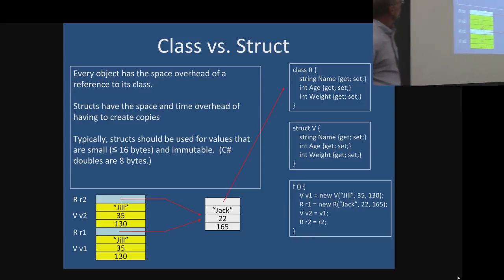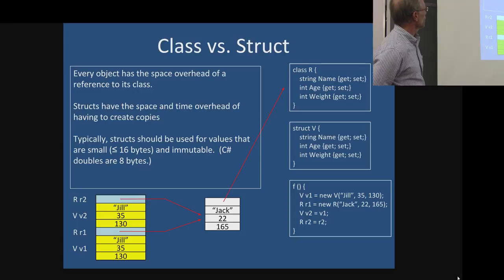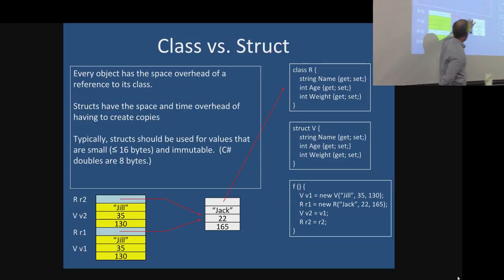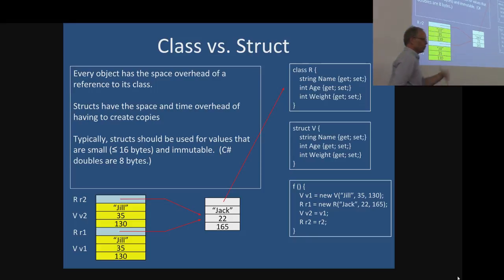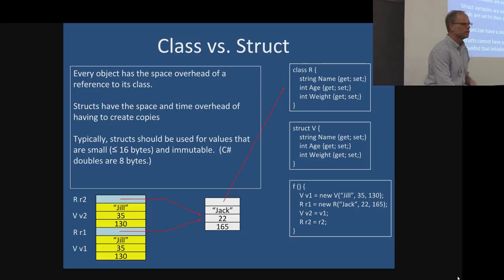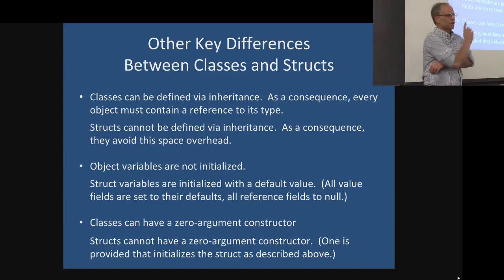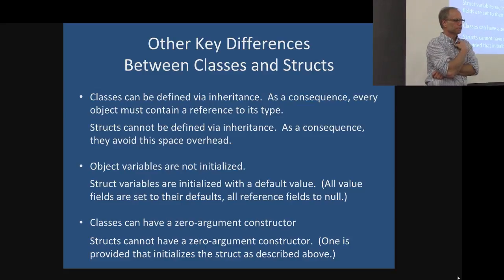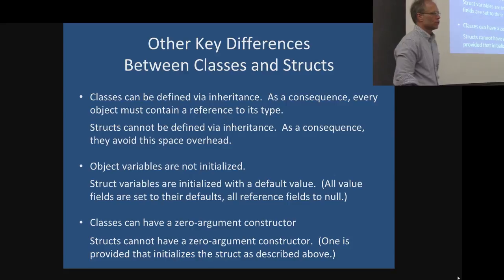All right, every object, we said that as well, every object has a space overhead of a reference to its class. So, like I said, this object also has to have a reference to its class to make casting work and primarily to make inheritance work. You don't have inheritance with structs. So that's stuff we've said as well. These are other differences. As I just said, you cannot define structs with inheritance. That makes them more space efficient. When we declare an object, there's a spot on the stack where a reference could be stored. It's not initialized. Structs are always initialized. Structs have a default value.